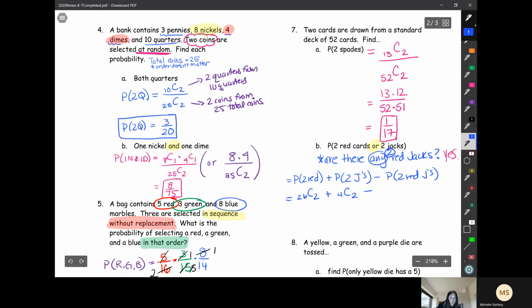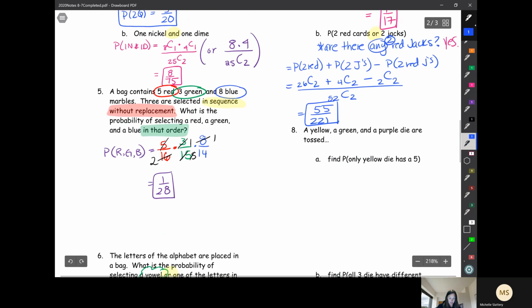Minus, how many red jacks are there? There's 2 red jacks and we're choosing 2 of those. All of these are going to have a denominator of 52 total cards, choosing 2. And when we go ahead and we calculate that, we end up with 55 over 221 for our answer.